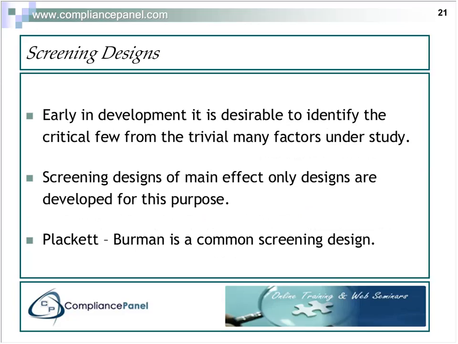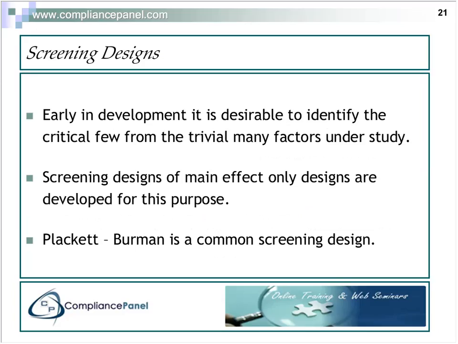Let me talk quickly about a little bit more about screening designs and when you use them. Typically, they're done early in development, and it's desirable to identify the critical few from the trivial many factors under study. Screening designs look at the main effects only. One of the most common screening designs you'll see is something called the Plackett-Burman design. And the beauty of a Plackett-Burman design is it allows you to study n factors in n+1 runs. So the most common one that you'll see is people will look at 11 factors in 12 runs.